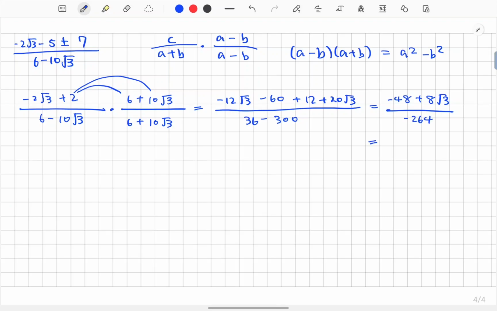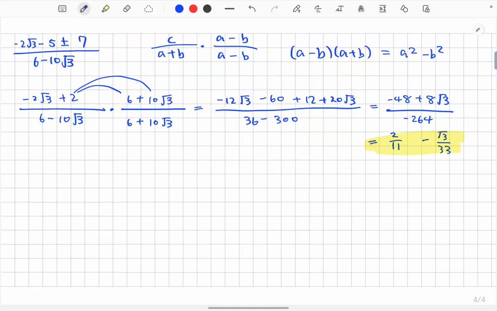Now we can divide each term individually. Negative 48 divided by negative 264 will become positive 2 over 11. And plus 8 root 3 divided by negative 264 will become negative root 3 over 33. And this is our first solution.